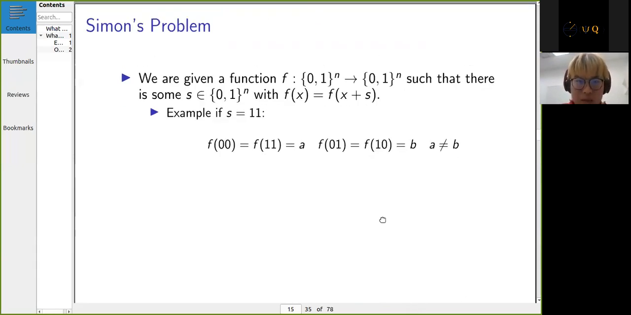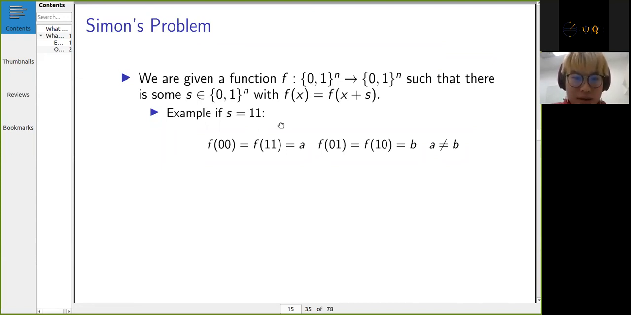So this is Simon's problem. This is one of the first examples of a problem where there is a quantum speedup. In Simon's problem, we're given a particular function from n-bit strings to n-bit strings. And this function has the property that there is some string s such that f of x is equal to f of x plus s.